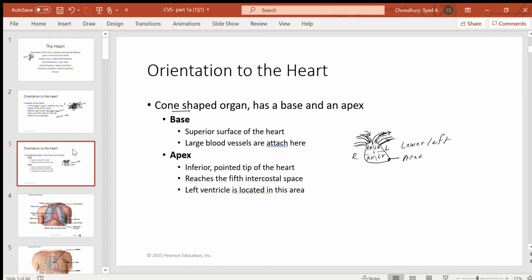So just opposite of systemic circulation. In systemic, oxygenated blood gets out to the body. In pulmonary, deoxygenated blood gets out from the heart to the lung. So this part where the large blood vessels are attached is called the base. Okay.